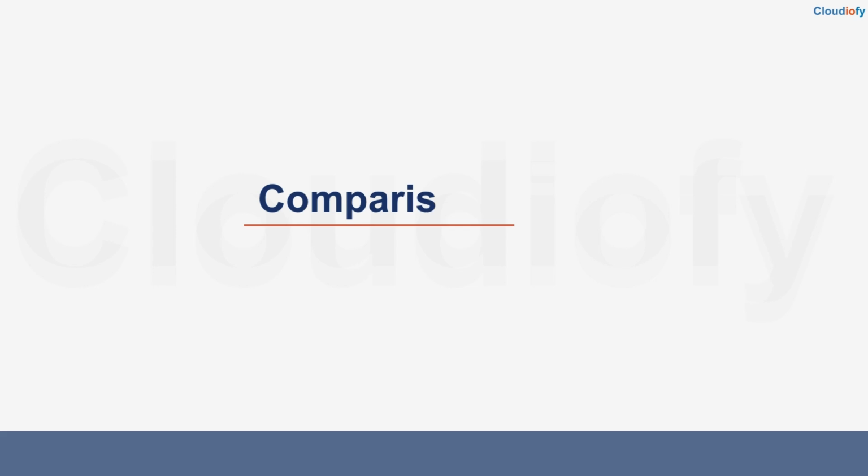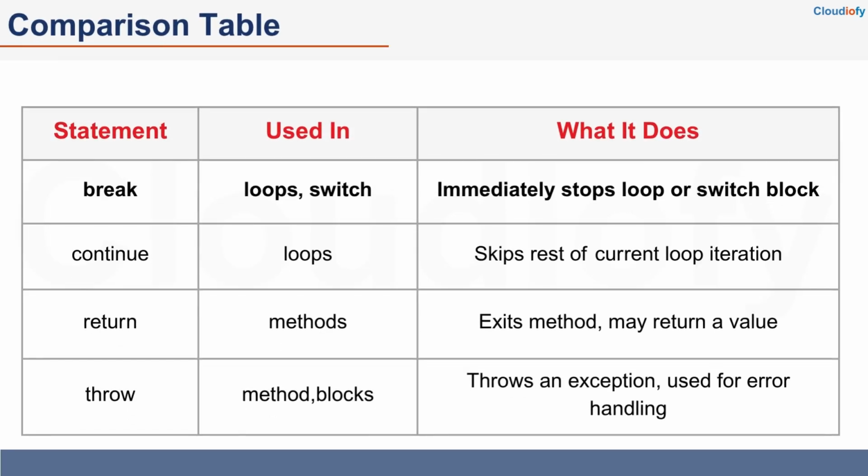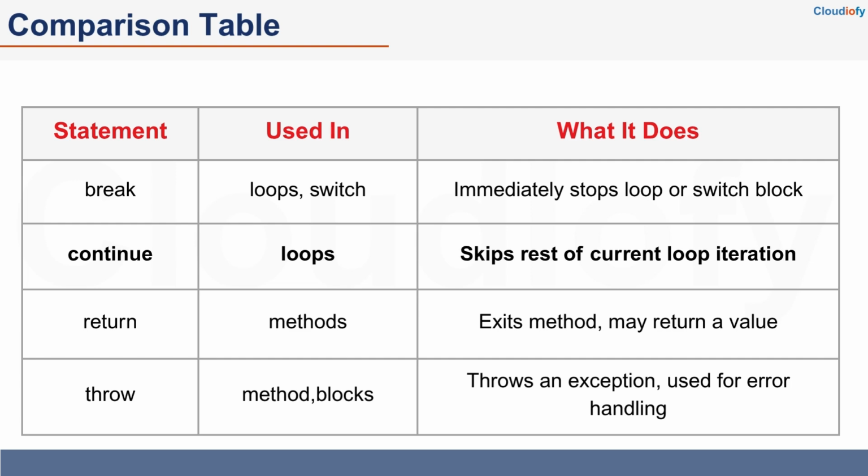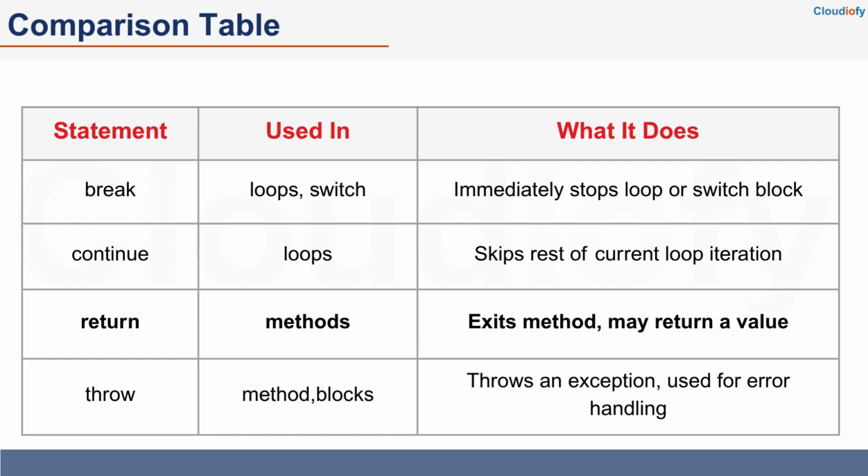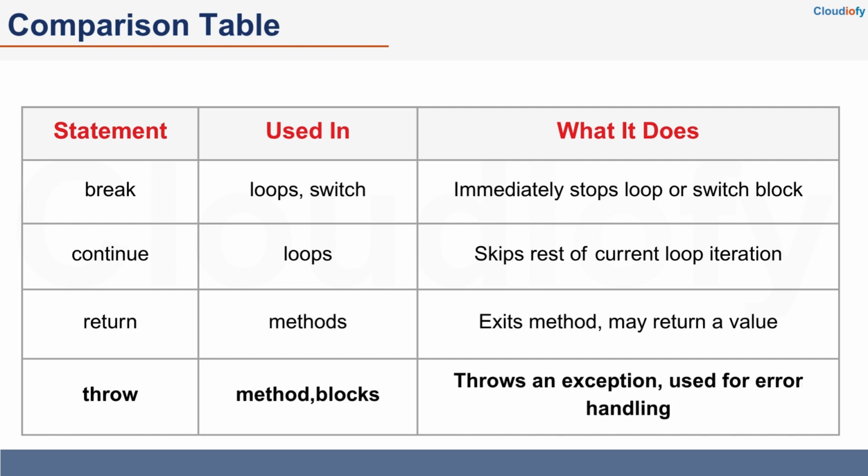Let's understand the difference between them using this comparison table. Break, used in loops or switch blocks. It exits the loop immediately. Continue, used in loops only. It skips the current iteration and goes to the next. Return, used in methods. It exits the method completely and optionally returns a value. Throw, used to signal errors or exceptions, sending control to a catch block.